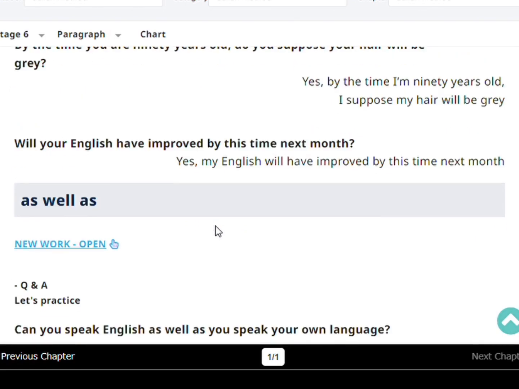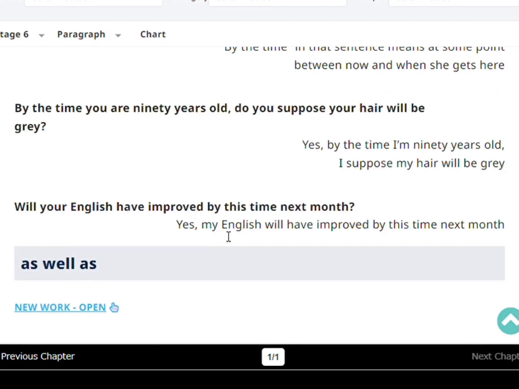By the time you are 90 years old, do you suppose your hair will be gray? Yes. By the time I'm 90 years old, I suppose my hair will be gray. Very good.